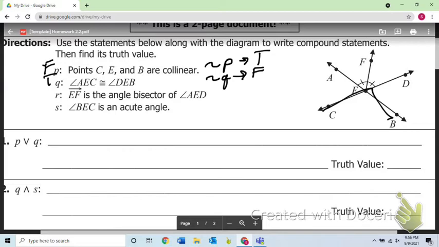EF is the angle bisector of angle AED, true, which means that not R is false. BEC is an acute angle? No, it isn't. And so therefore not S is true.